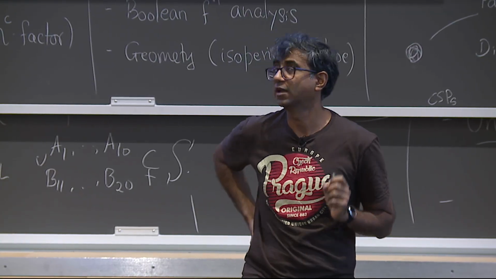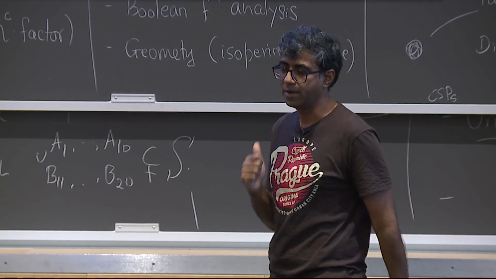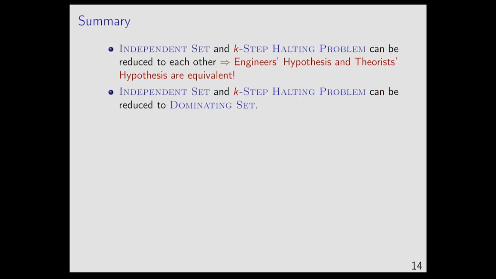Okay, so what's the summary? The summary is that independent set and the k-step halting problem can be reduced to each other. That is, the engineer's hypothesis and the theorist's hypothesis are equivalent. And independent set and the k-step halting problem can be reduced to dominating set. So we have seen these two things.